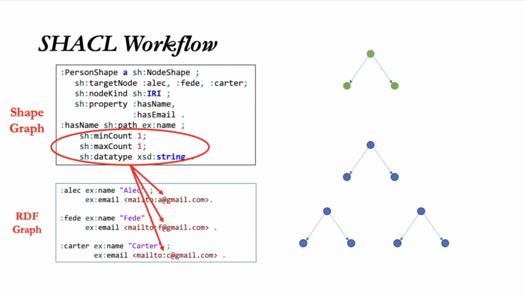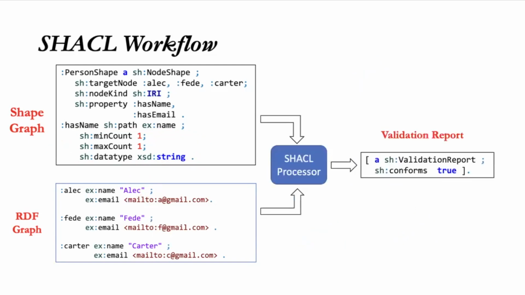Now you feed this into the processor. It could be whatever. It could be some Java or Apache, RDFLib or PySHACL, whatever you want, some processor, and it should output something. If you were to feed it these two graphs, it'll spit out a validation report that says your RDF conforms to the SHACL constraints. So that is in general a high-level overview of how this stuff works.